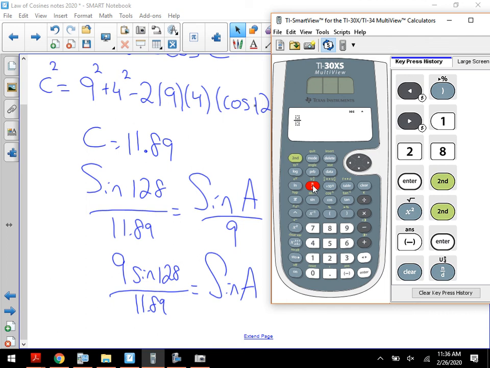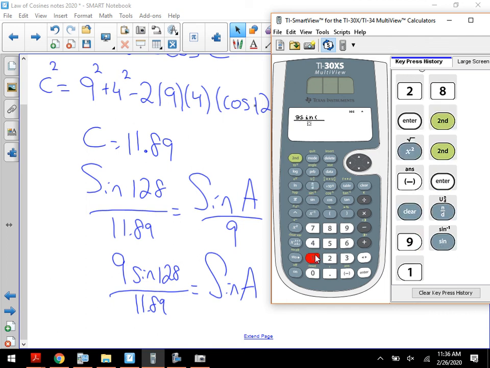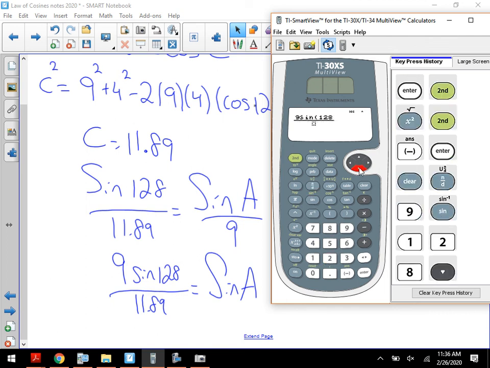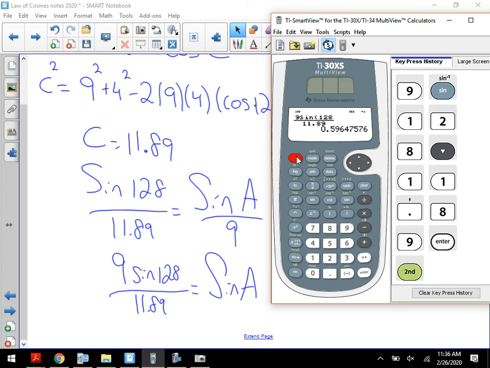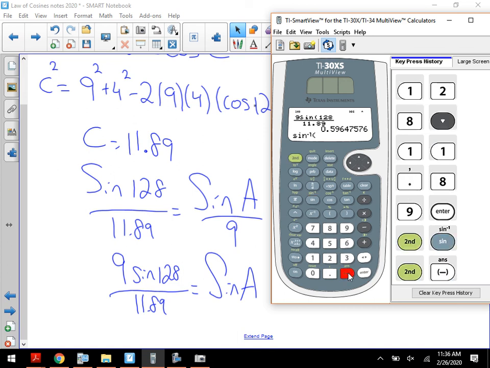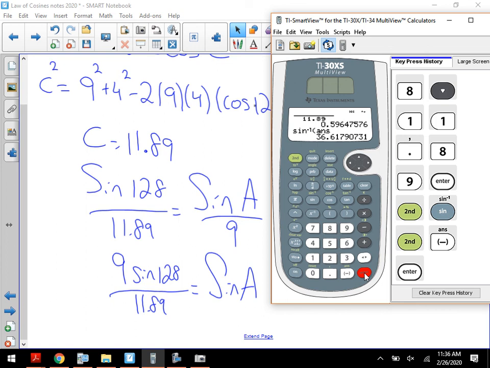Fraction bar, 9 sine 128 over 11.89. Curly decimal equals the sine of an angle. Second sine, second answer. What's that? Are you at curly decimal of 0.5 and change? Yeah. It's second sine, second answer. Just like we did yesterday when we tried to find angles. That's what I got. 36.62.